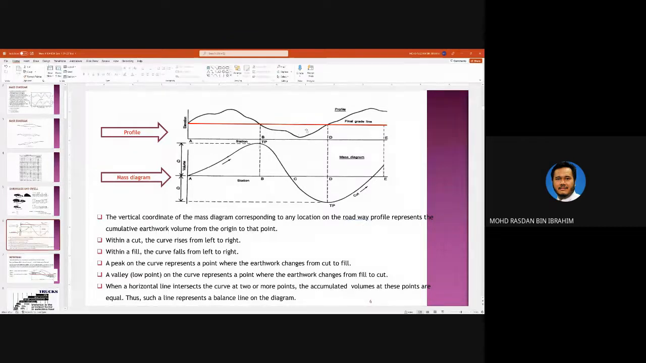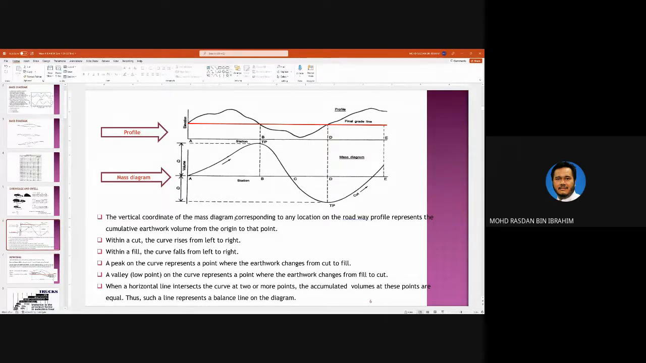to fill this area over here. So it goes down, down, down until it reaches this point here, where it starts to cut again. Okay.